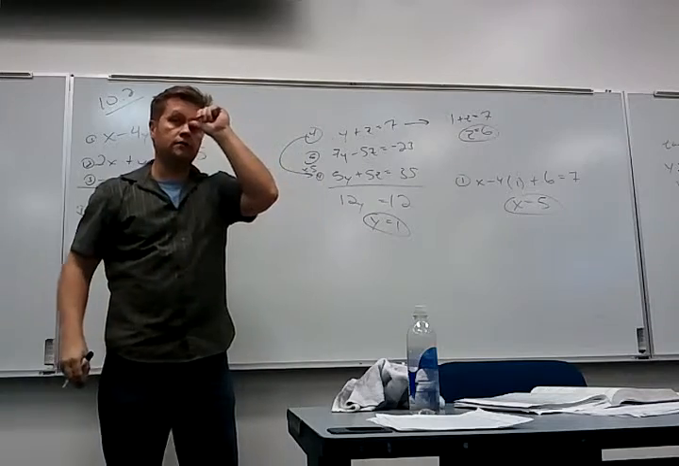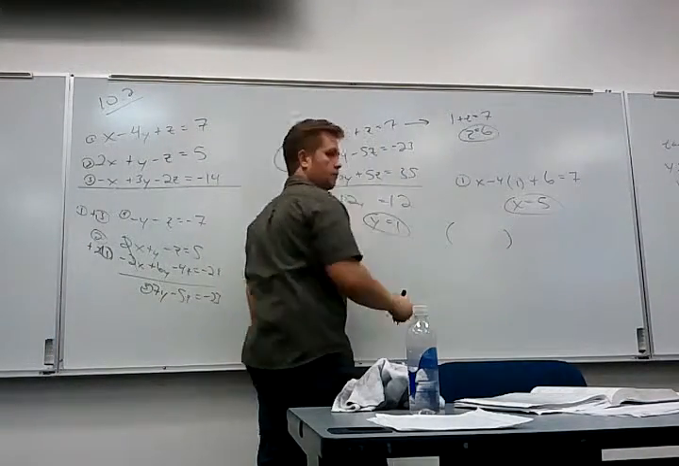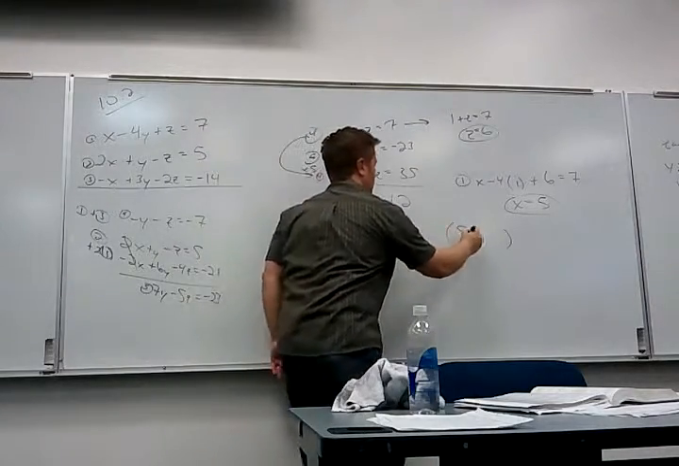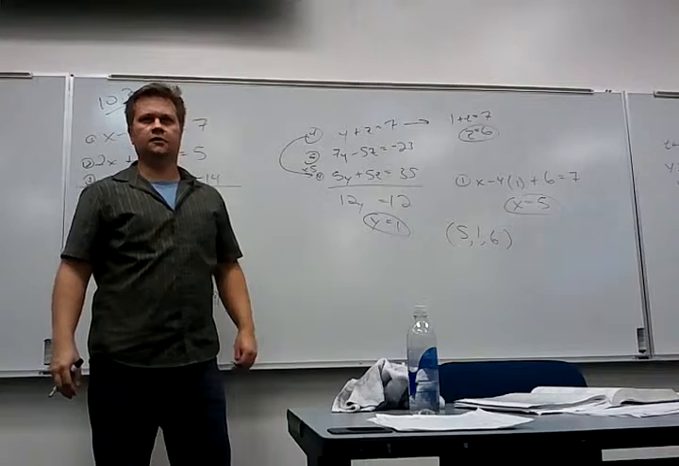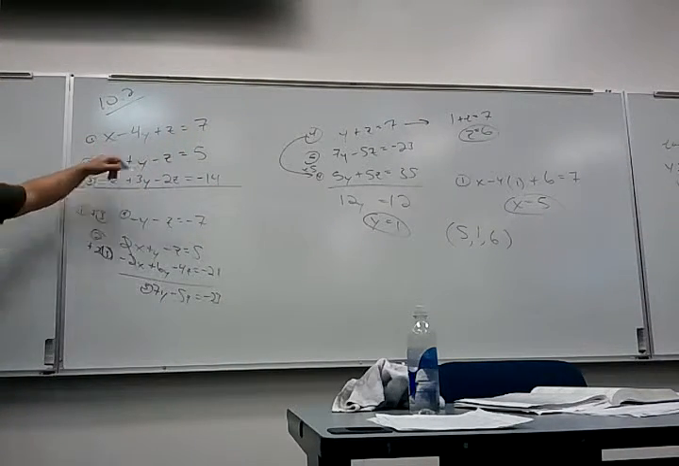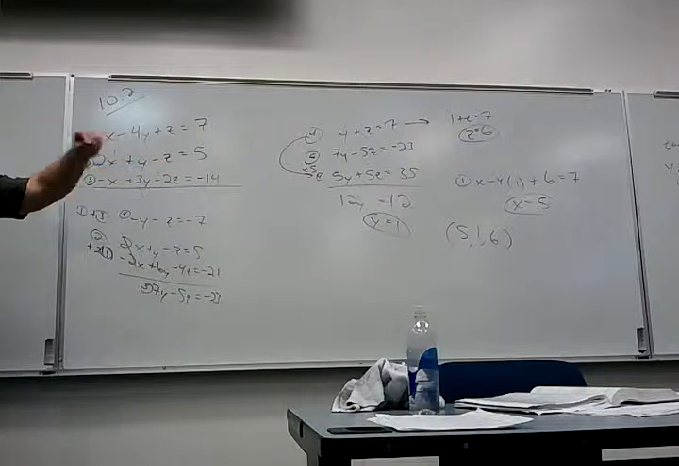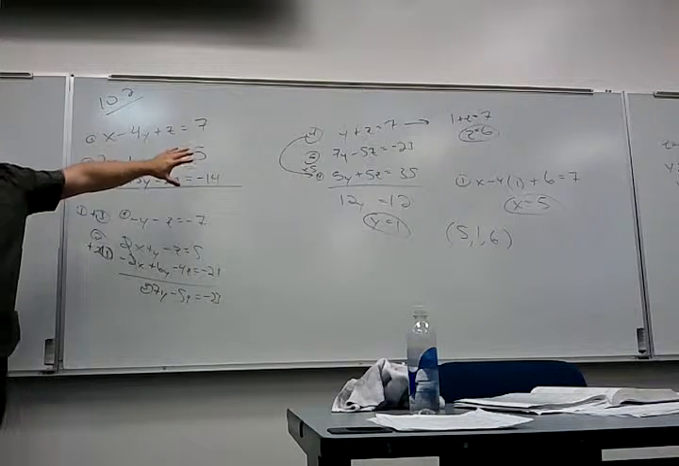So what's the point? Yeah, 5, 1, 6. So that's a point in three-dimensional space. This is actually 3 planes, and what we just figured out is the point where they meet. You guys with me? Sort of? So that's the geometrical interpretation.